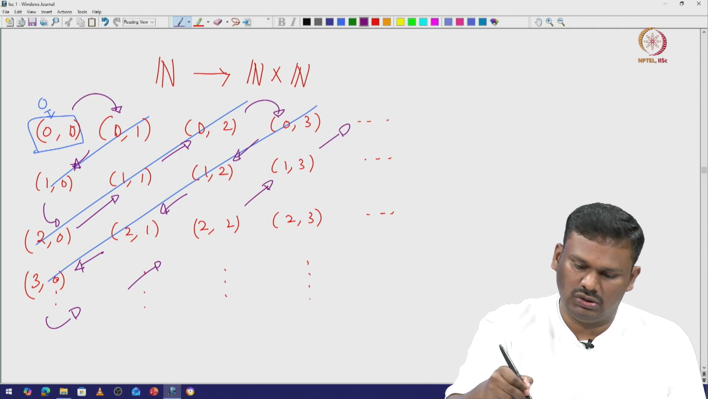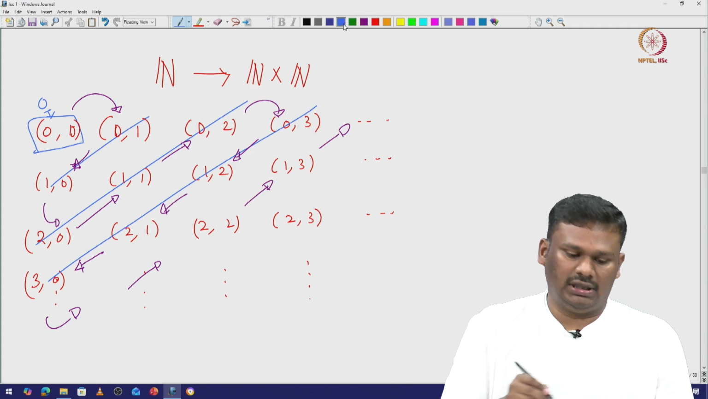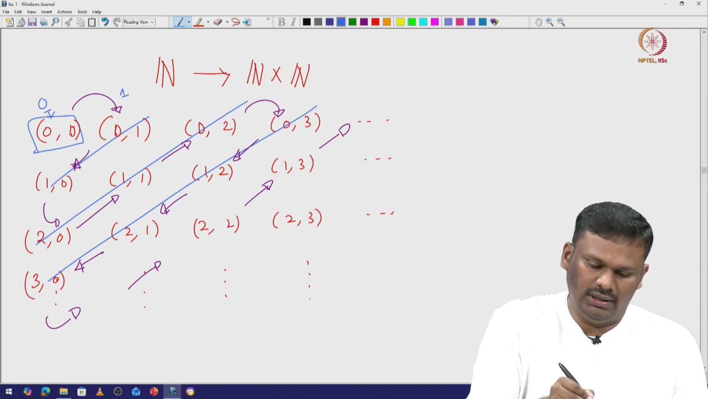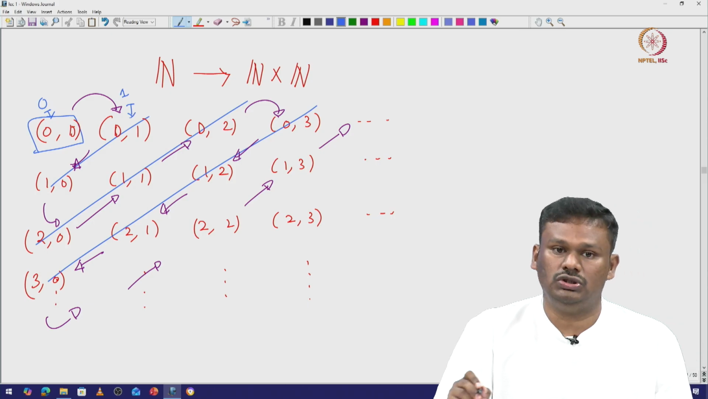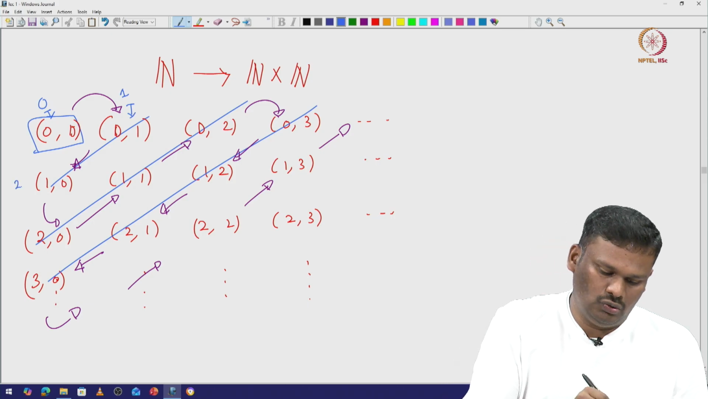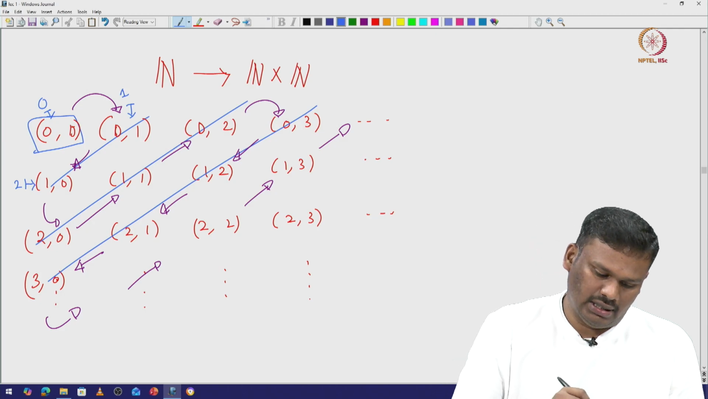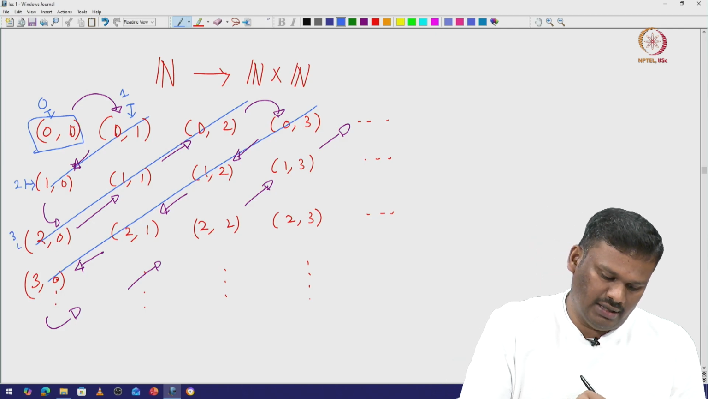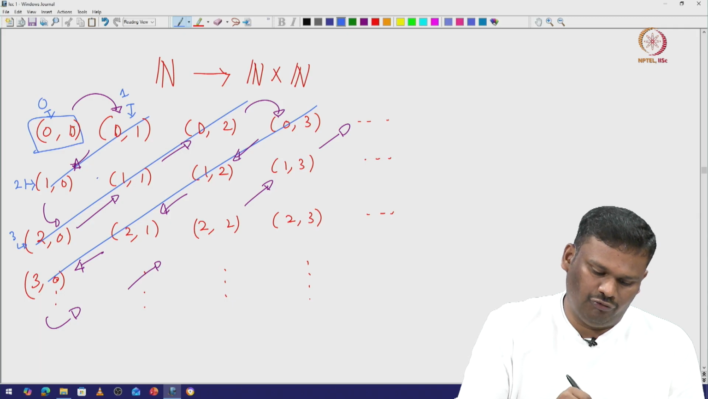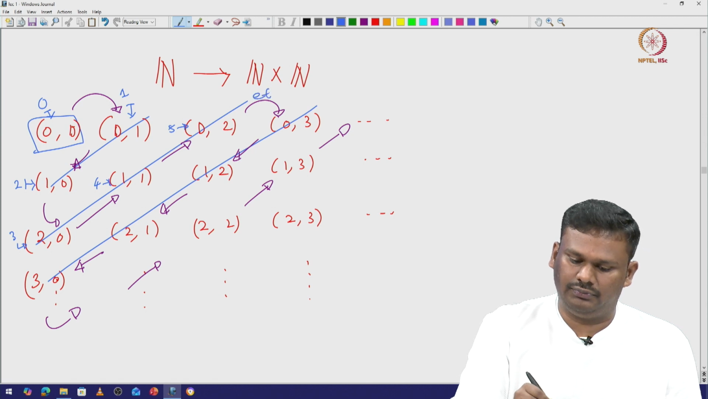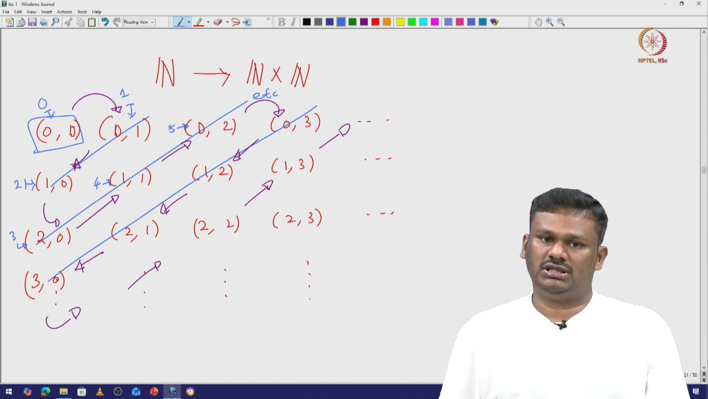So what I am going to do is take 0 and map it to 0 comma 0, and then I take 1 and map it to 0 comma 1, and then I take 2 and map that to 1 comma 0, and then I take 3 and map it to this, and then I take 4 and map it to this, and then I take 5 and map it to this, and so on. Okay. So the procedure is clear.